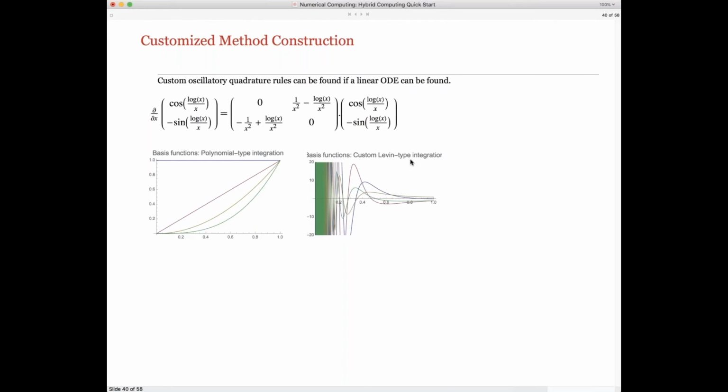You can see that unlike the monomial basis functions of general-purpose integration rules, these basis functions bear a strong resemblance to the shape of our integrand, and in fact, they make the integration very efficient. I'm not going into detail about how Levin-type methods work in this presentation, but please do take a look at the documentation center of the NIntegrate function if you'd like to learn more about that.